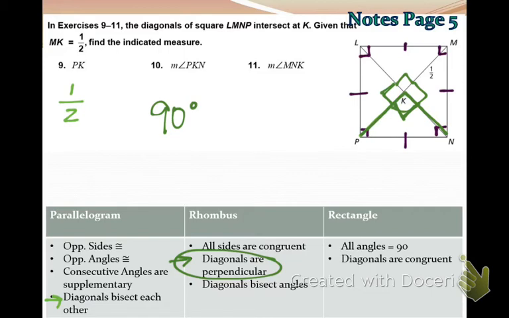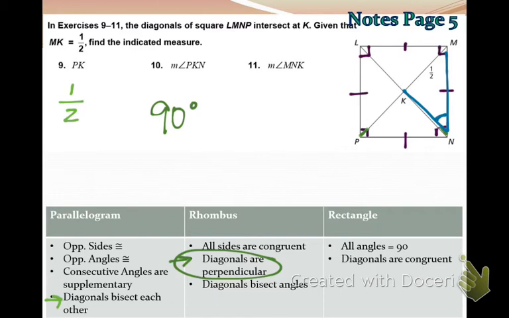All right, the last one. We have MNK, which is this piece. It's going to be less than 90 degrees, okay? It's sitting in a corner. It's sitting on a diagonal.